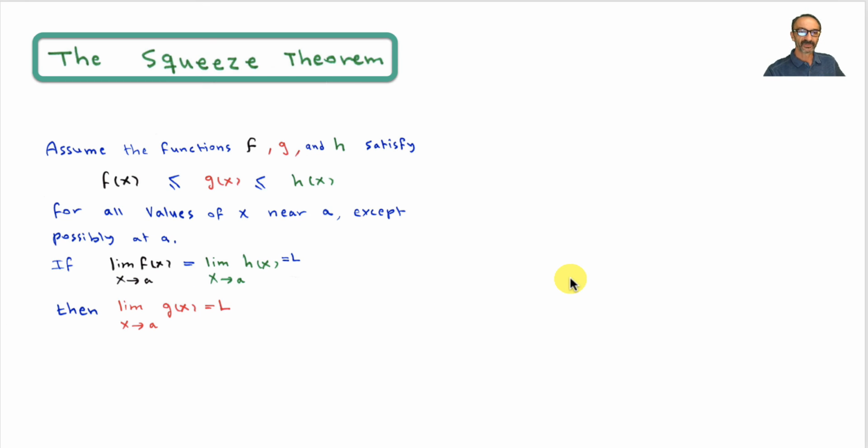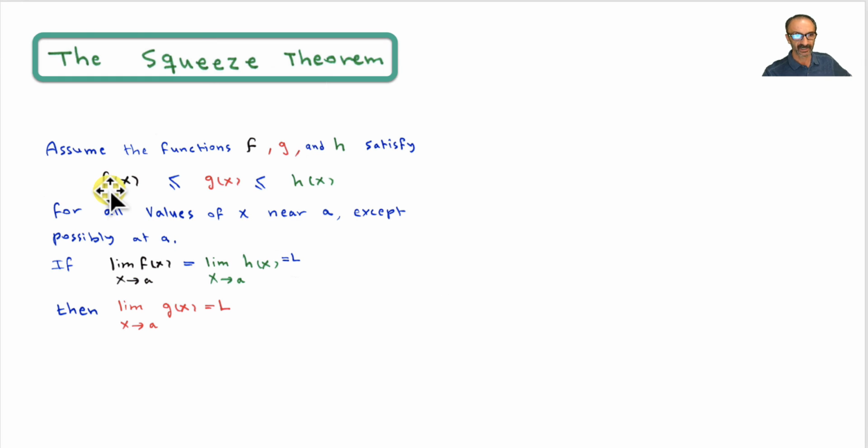Alright, what is the squeeze theorem? Assume that the function f and the function g and the function h satisfy the following. The first one is less than or equal to the second one, and the second one is less than or equal to the third one. So we have three functions kind of like on top of each other, for all values of x near a. This is our concern, so they could be not valid somewhere else, except possibly at a.